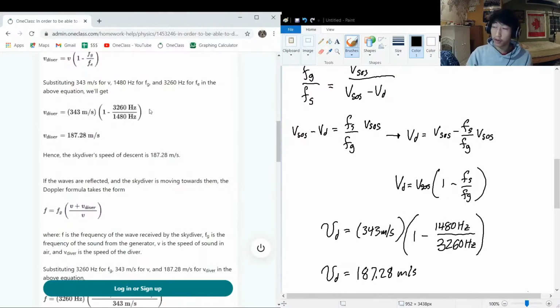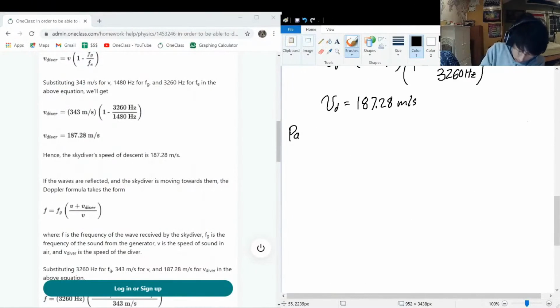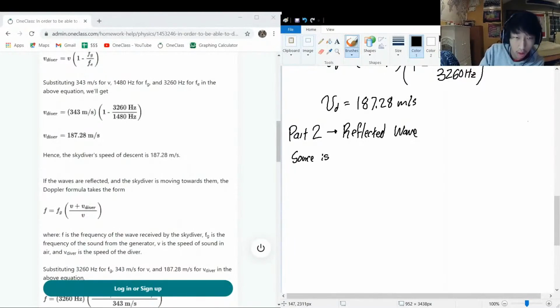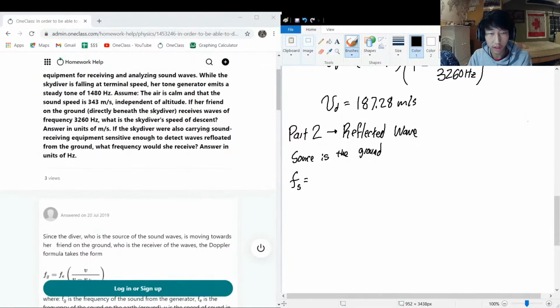And now for what the receiver hears, or what the diver hears, so essentially what is heard at the ground is directly reflected back up, and now it's a situation where we want to see the Doppler effect again, but on the reflected wave. So for part 2, the reflected wave. We know that in this case, the source is the ground. So the frequency of the source in this case would be the same as what the ground was hearing originally, which was 3260 hertz.